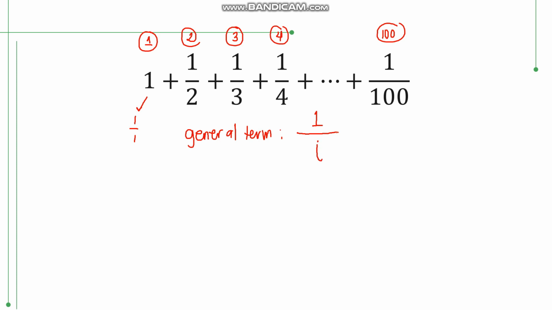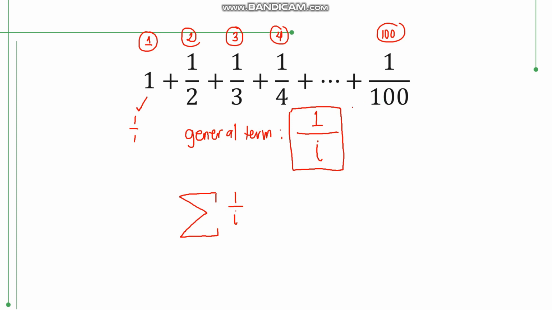Okay? So if I is 1, then it will be 1/1. If I is 2, then it will become 1/2. If I is 3, it will become 1/3. If I is 100, it will become 1/100. So this means now that this is our general term. Okay? So now let's write the sigma notation. You write the summation notation here, or the sigma symbol, and then let's write the general term. So we have 1/I.